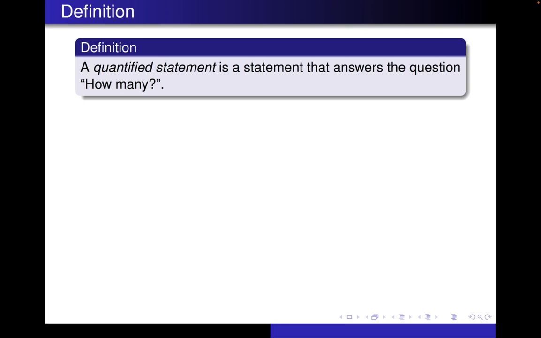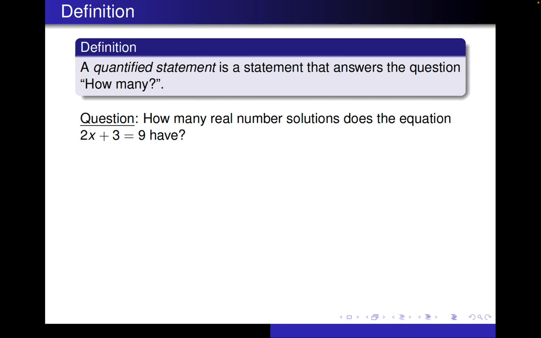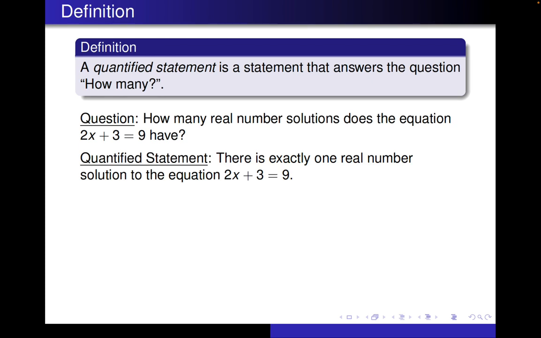So a quantified statement in general is a statement that answers the question how many. So for instance, how many real number solutions does the equation 2x plus 3 equals 9 have? Well, you might answer that correctly, or incorrectly. If you answer it incorrectly, that's also a quantified statement. That actually happens to be a false one, but this is going to be a true one. Our quantified statement is going to be: there is exactly one real number solution to the equation 2x plus 3 equals 9. Notice that is indeed a statement, and it answers the question, how many real number solutions does it have?